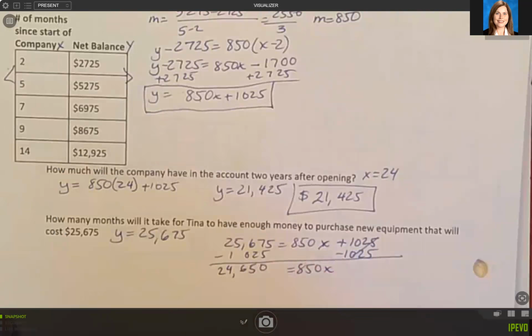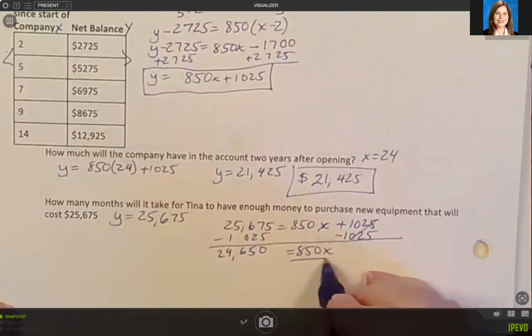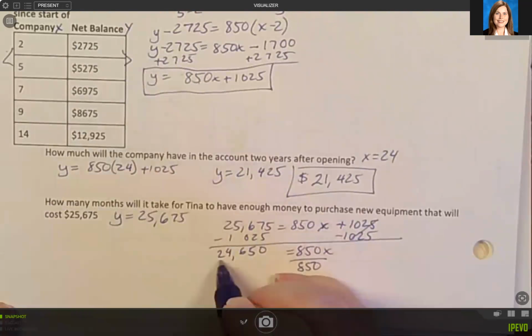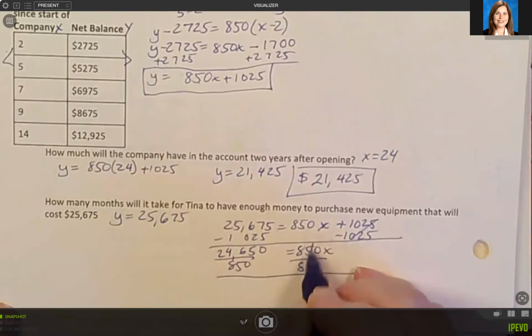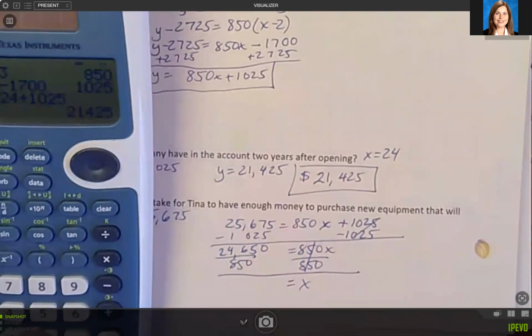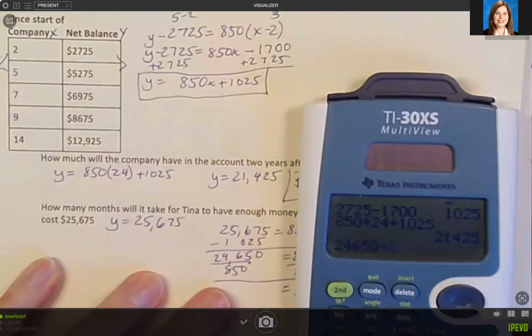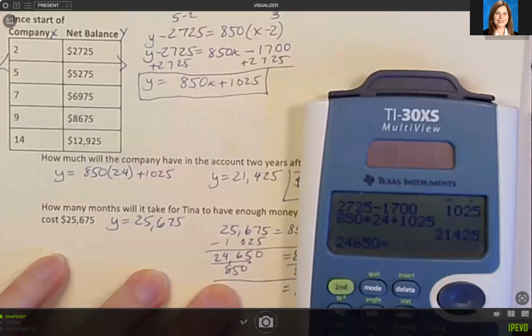Okay, so 24,650 equals 850x. Divide each side by 850. 850 divided by 850 is 1. So we have 1x equals 24,650 divided by 850. So 29 months.